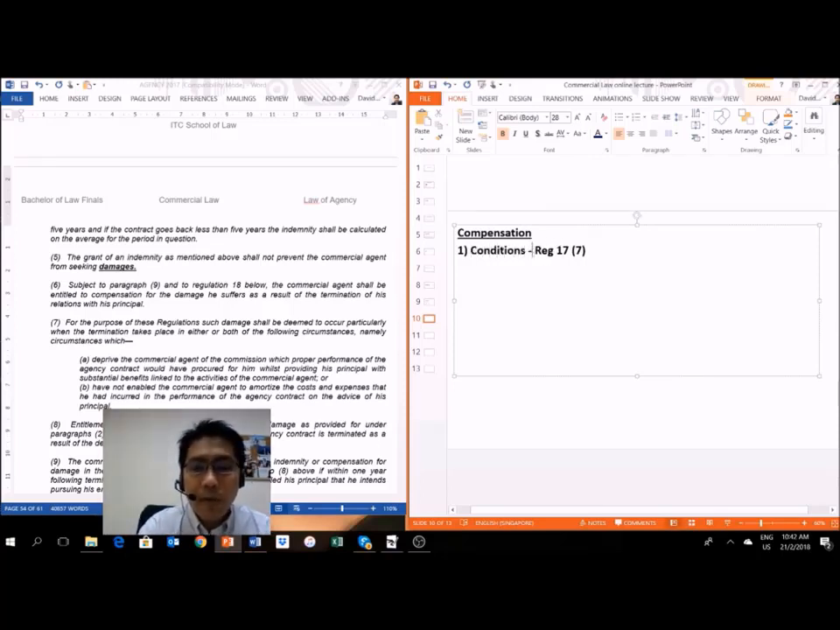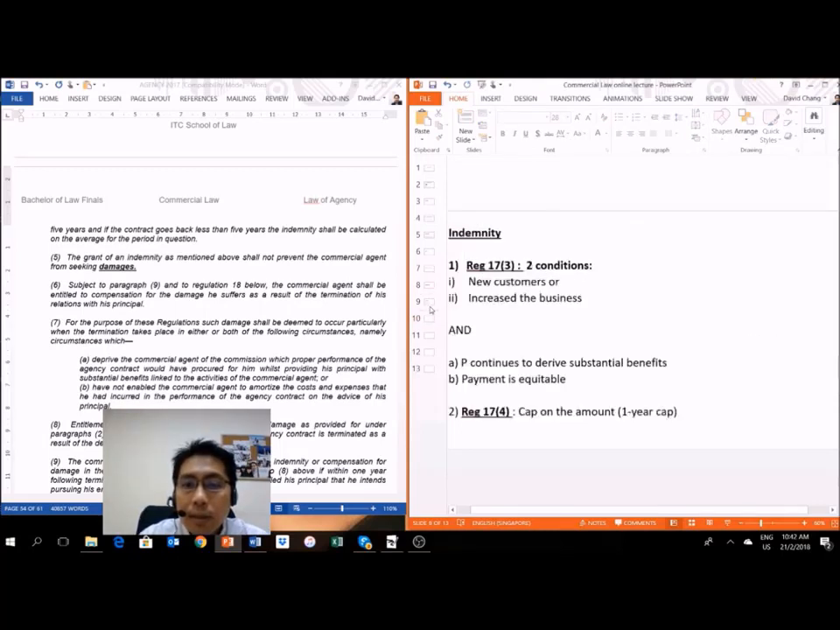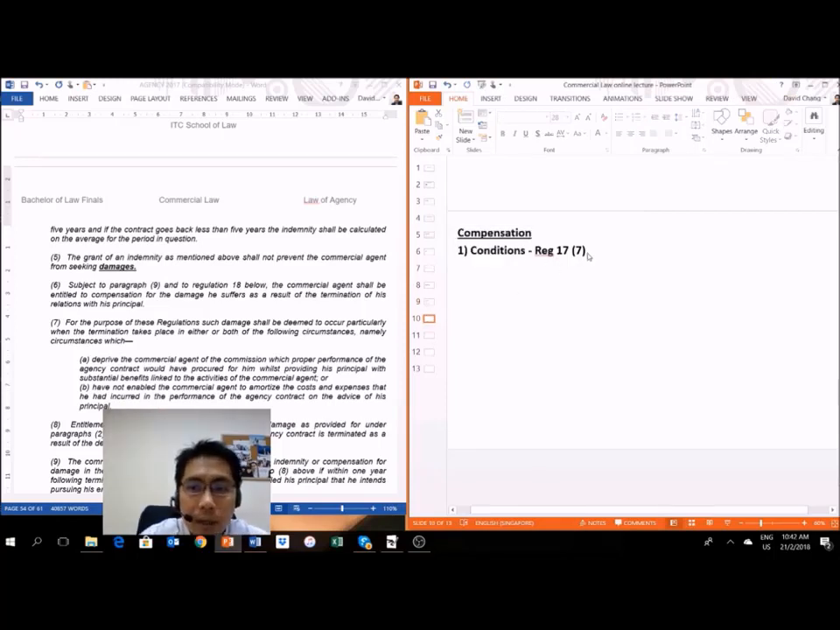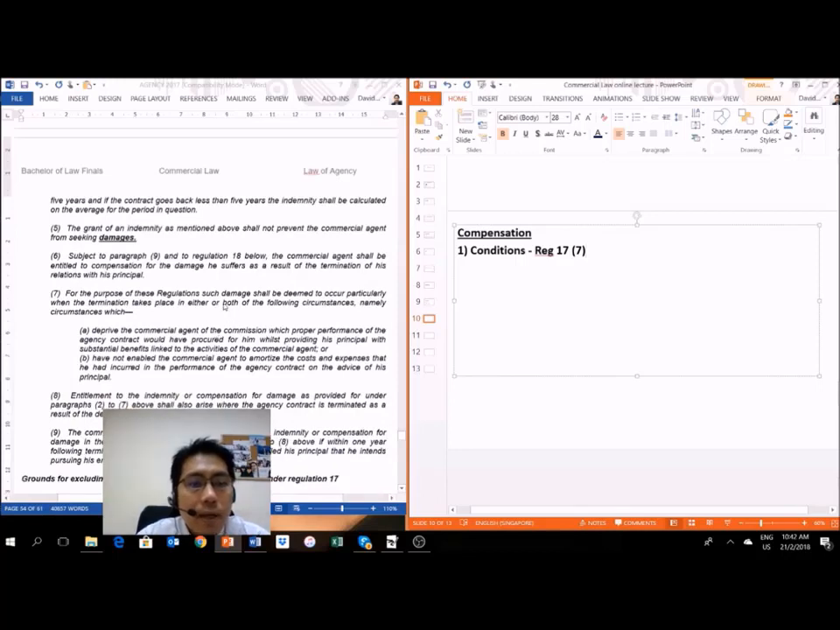So I'm trying to follow a similar format to what I used just now, where in the previous slide I said that there are certain conditions to be satisfied. So now we are also looking at conditions to be satisfied for compensation, and these are the conditions within 17.7, where we say that for purposes of these regulations, such damage shall be deemed to occur. Now again, the word damage here is not referring to any loss suffered.